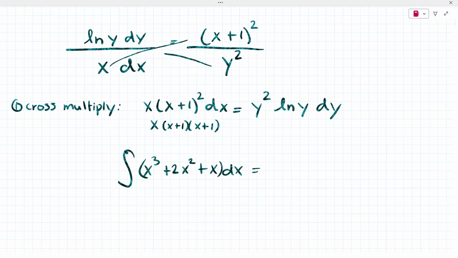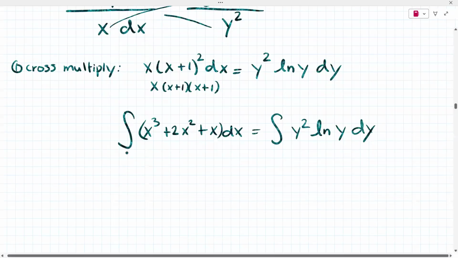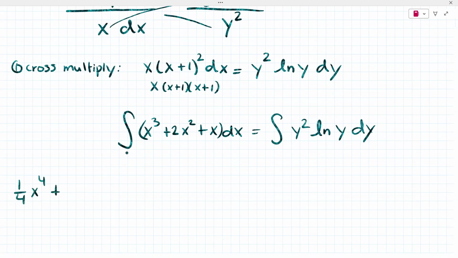Now, what about the right side? So you have the integration of y squared ln of y dy, right? Okay, this one is easy. You just use the power rule, so the integration of x cubed is 1/4 x to the 4th. The integration of 2x squared is 2/3 x cubed. The integration of x is 1/2 x squared.